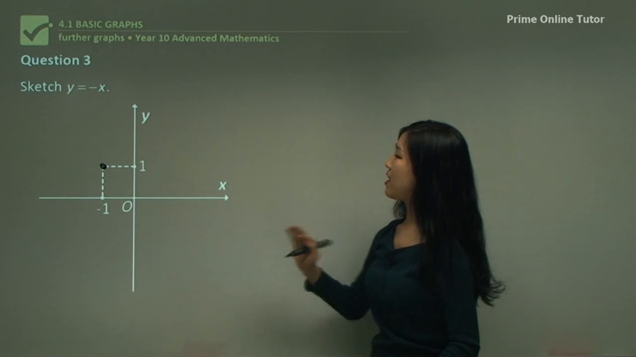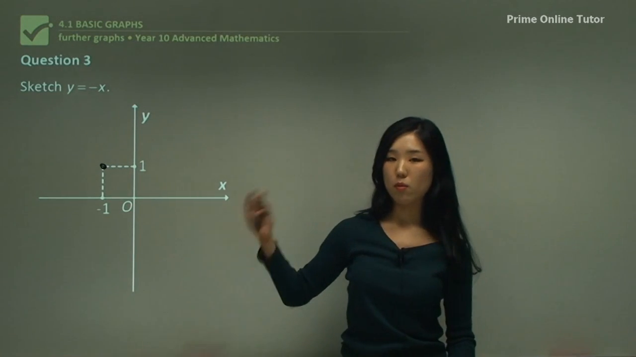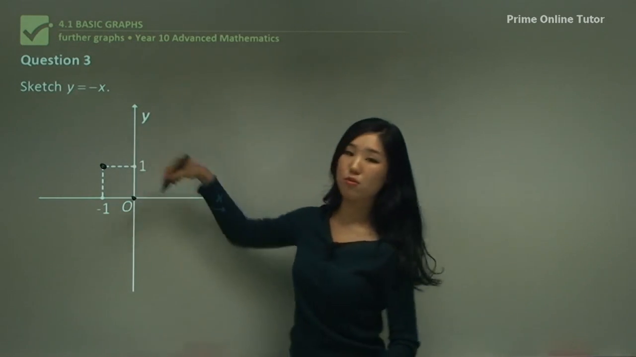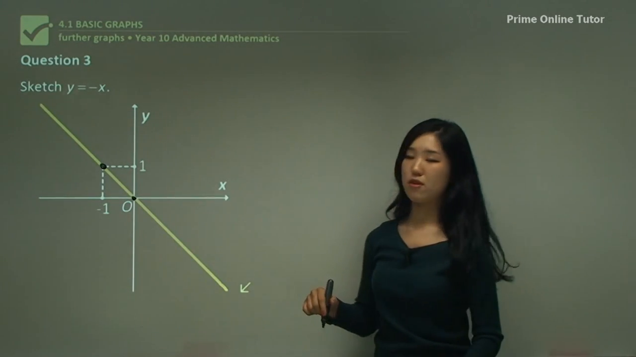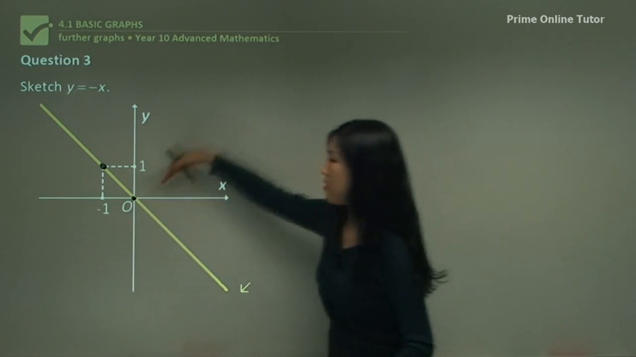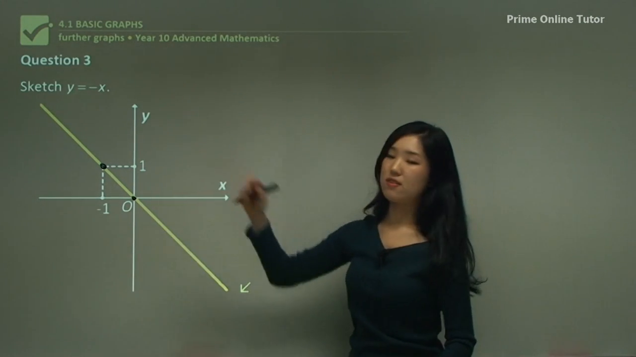And again, if you sub in x is 0, y is 0, and if you sub in y is 0, x is 0, so the intercept is simply the origin. So it's going to pass through these points, and therefore the graph will look like that. So y equals positive x is this way, and y equals negative x is this way.